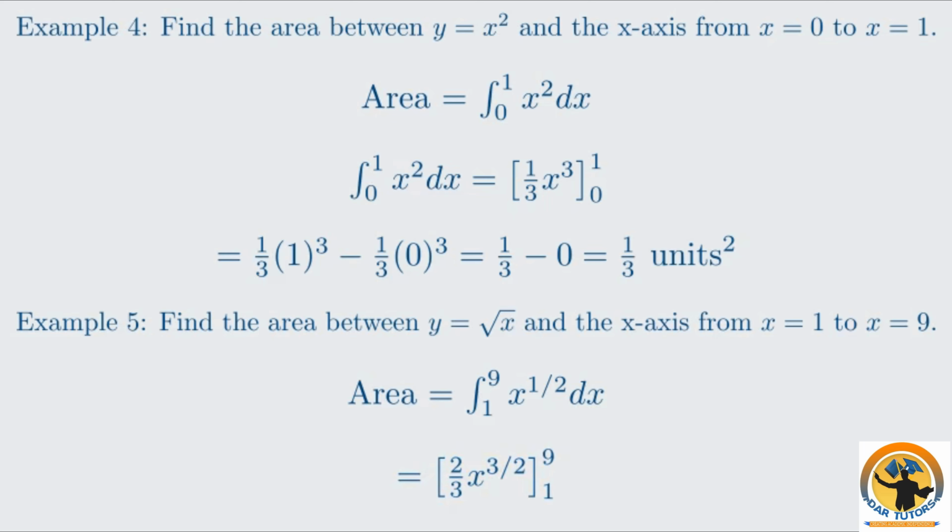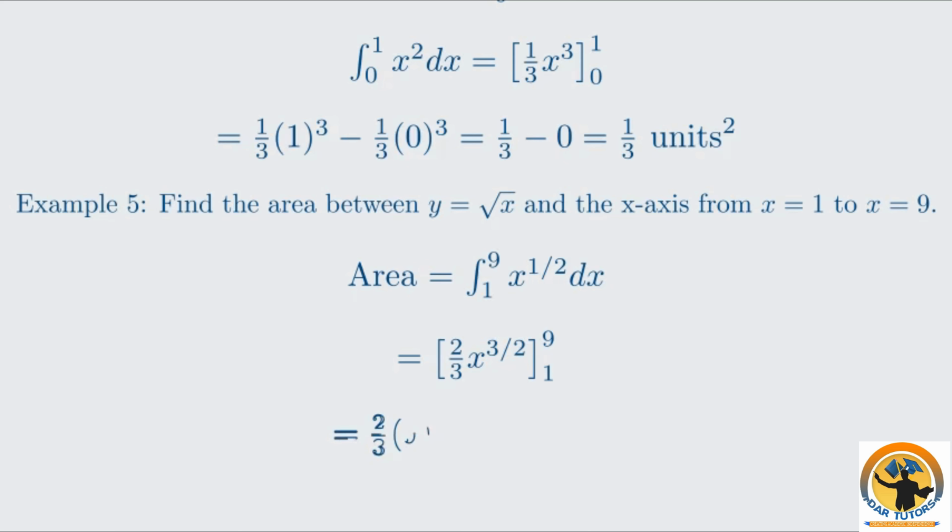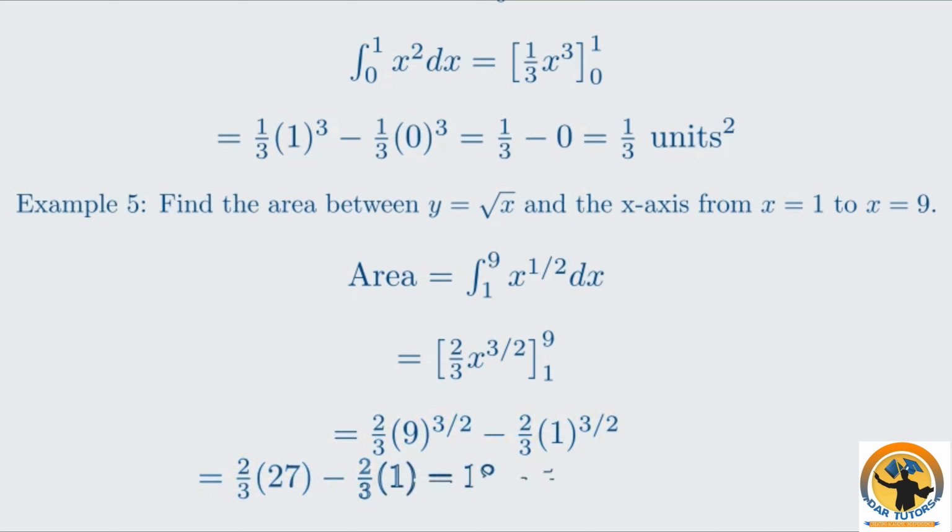Applying the theorem, we get F of 9 minus F of 1. This is 2/3 times 9 to the power of 3/2, minus 2/3 times 1 to the power of 3/2. This simplifies to 2/3 times 27 minus 2/3 times 1, which is 18 minus 2/3, or 17 1/3 square units.